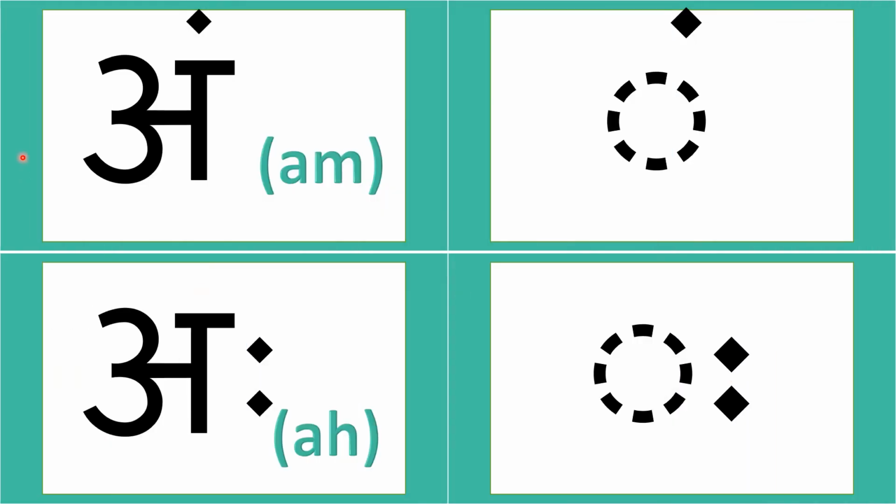This is Ang. For Ang, we are using this symbol, a sign like a dot above the consonant. For Ah, we are using these two dots on the right hand side of the consonant.